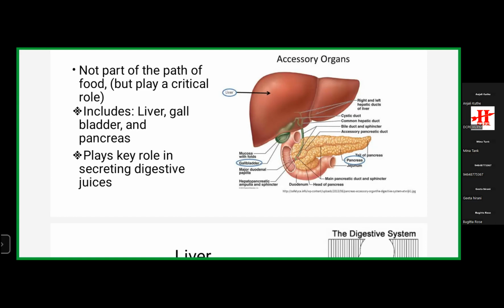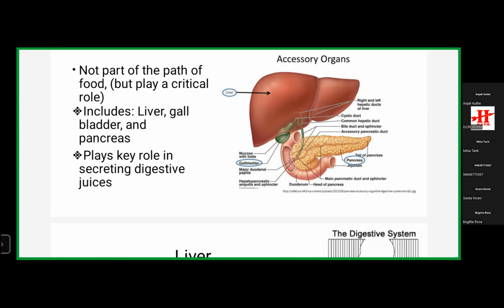Another important function we have seen is the production of bile. What is the function of bile and why is it necessary for digestion? The main function of the bile juice is to help in the metabolism and absorption of the fatty substances. Emulsification of fat is the main function of the bile juice.